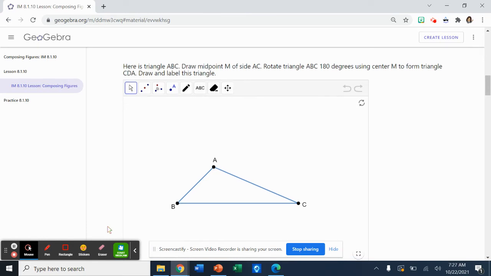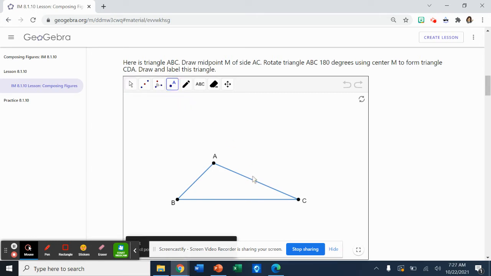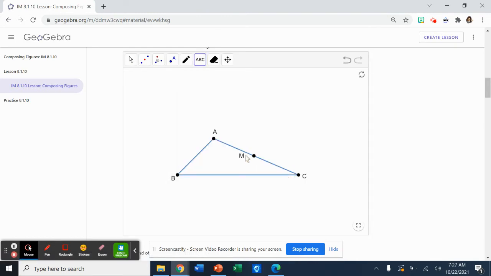All right, the next activity says here is triangle ABC. Draw a midpoint M on the side of AC. So why don't we do that first before I send you off to do this? We want to draw a midpoint M on the side of AC. And if you want, you can label it M with the text button.